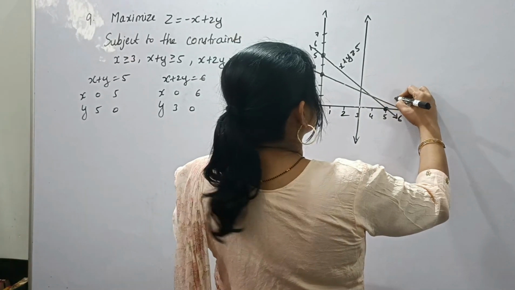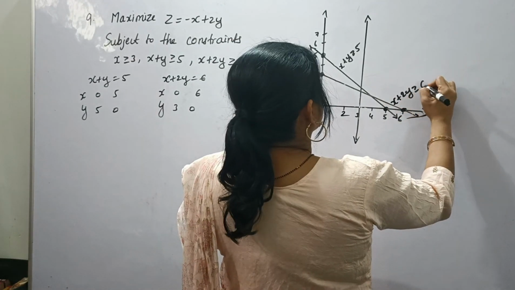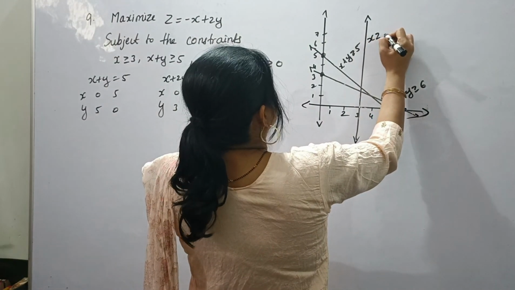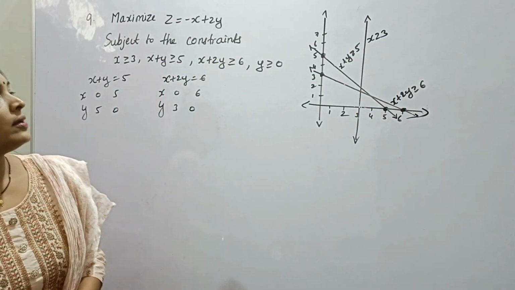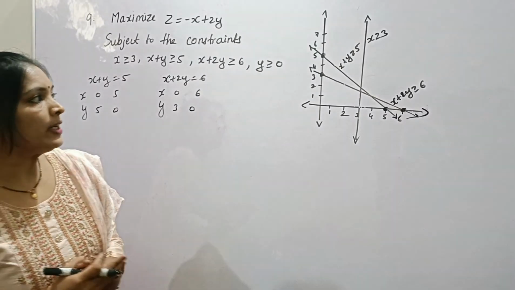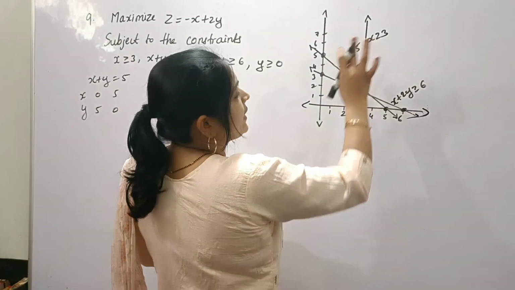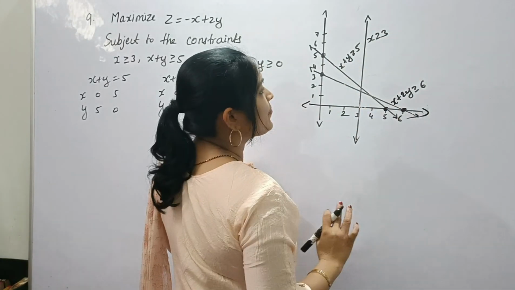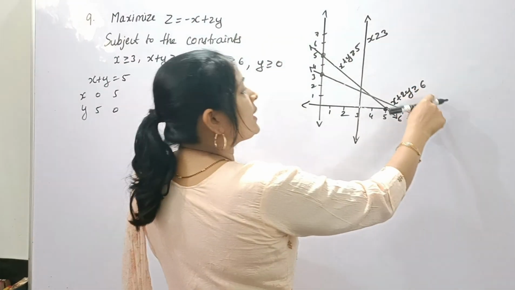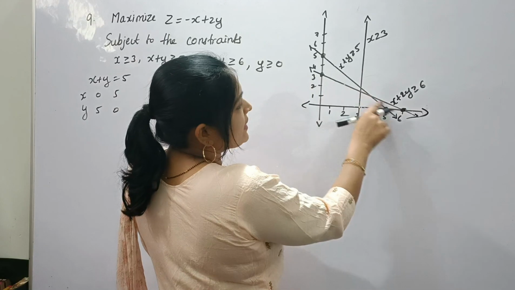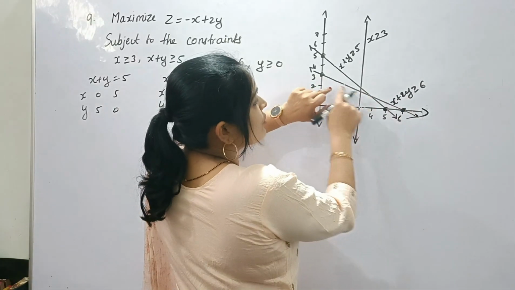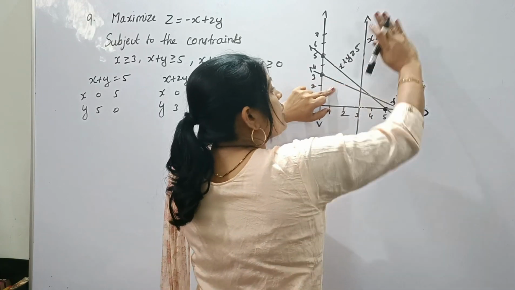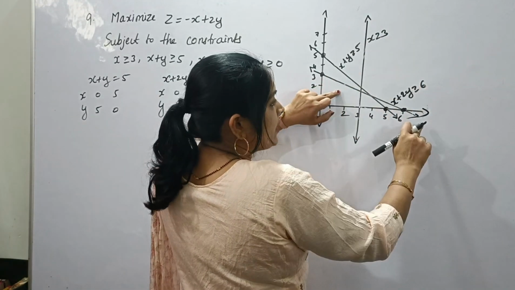So it is the line x plus 2y greater than or equal to 6. It is the line constraint x greater than or equal to 3. Okay. So here we have to find the feasible region, right? So first of all, x plus y greater than or equal to 5. That is the region outside of this line, right? And x plus 2y greater than or equal to 6. So here it is the line, right? x plus 2y is equal to 6, this line. And x plus 2y greater than or equal to 6 means the region outside of this line.